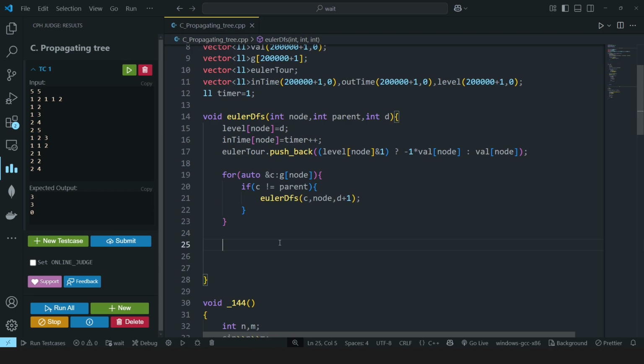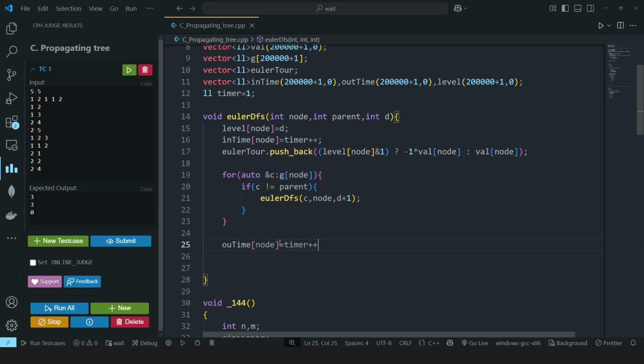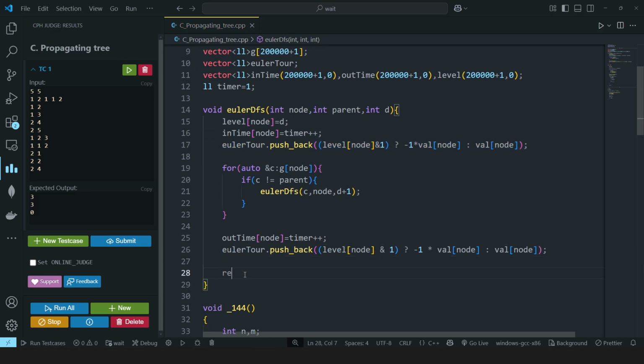Once I have written this, now this part will do the backtracking. We know that during backtracking I have to fill the out time array. So the out time for this node will be timer plus plus only, right? And since I am doing a backtrack, it means that I am leaving this node, that is, I am going out of this node. So in the Euler tour array, I also have to push this node again. This same thing here, so let me copy this. And then finally I just have to return.